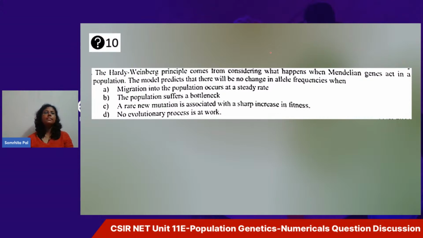So what should be the right answer? Hardy-Weinberg says there will be no migration, right? So option 1 is wrong. Hardy-Weinberg says that the population will not undergo any bottleneck effect. So option B is wrong. A rare new mutation. Hardy-Weinberg says there will be no mutation, so this option is also wrong. So what is the right answer? Hardy-Weinberg says that there will be no evolutionary process at work. So option D is right.